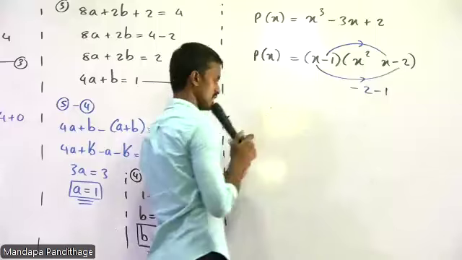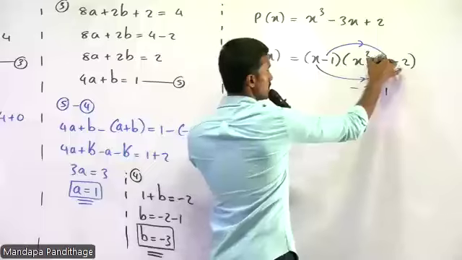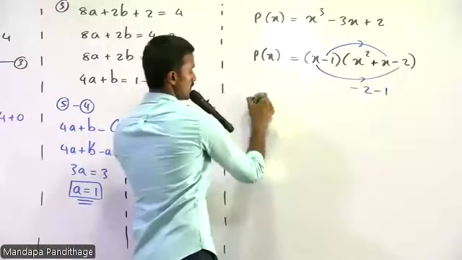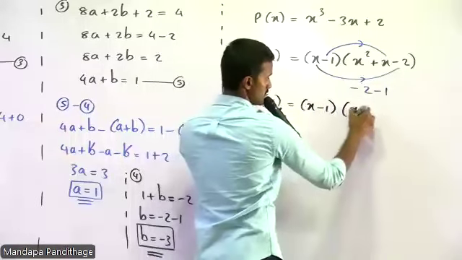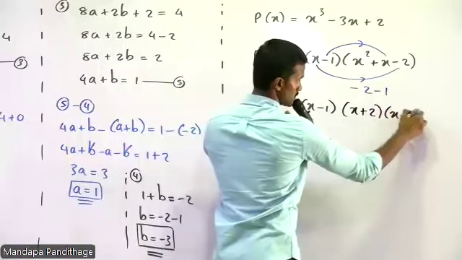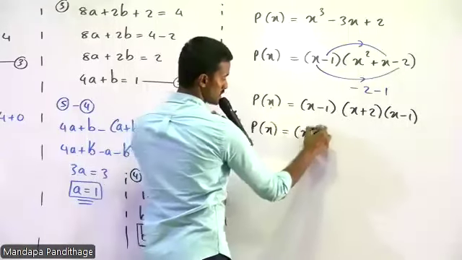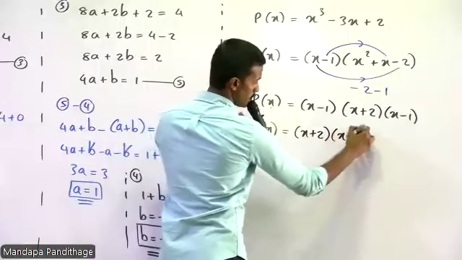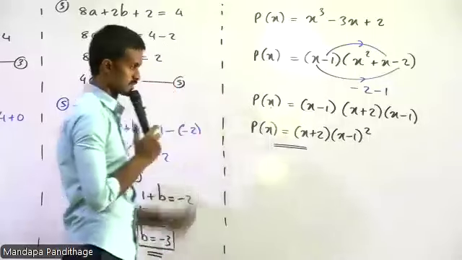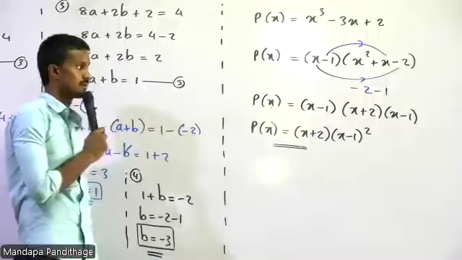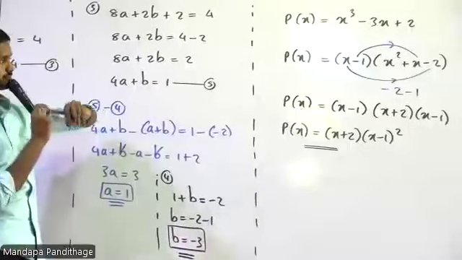So what is the coefficient I want? It's minus 1. That means this one should be minus 1 into plus 1. So again, you can factorize it. When you factorize this, it's x plus 2, x minus 1. We got two x minus 1s. So Px can be kept as x plus 2 into x minus 1 squared. Clear? So after taking the values a, b, c, you can factorize and keep it in this way.